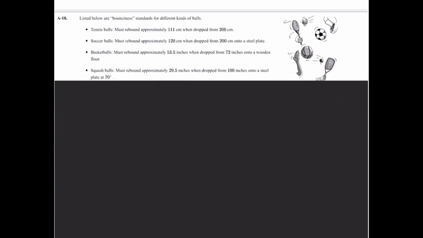So here's a list of the bounciness standards for different kinds of sports balls: tennis, soccer, basketball, and squash ball. We need to start by finding which ball is the bounciest. So which ball is the bounciest? Let's look at the data they give us.